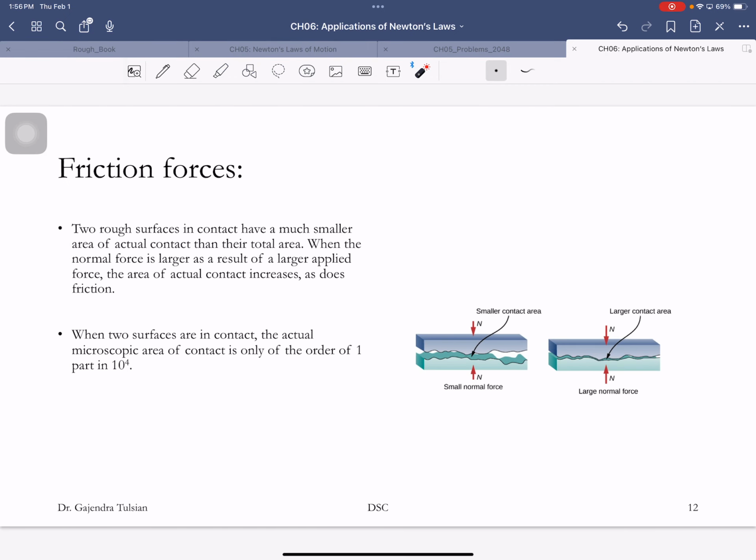Two rough surfaces in contact have a much smaller area of actual contact than the total area. So this might be the total area of contact, but if you add up only the actual area of contact, that's of the order of 1 part in 10 to the 4, in 10,000. It's like if you point a pencil on a piece of paper, the dot you make, that's the actual area of contact.